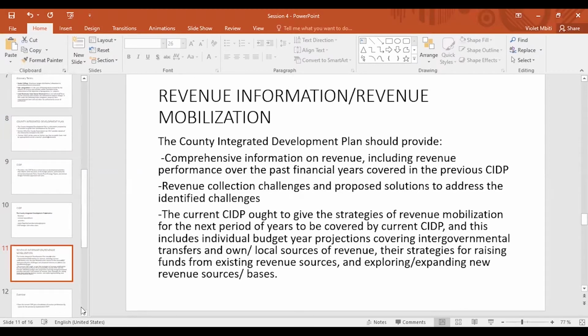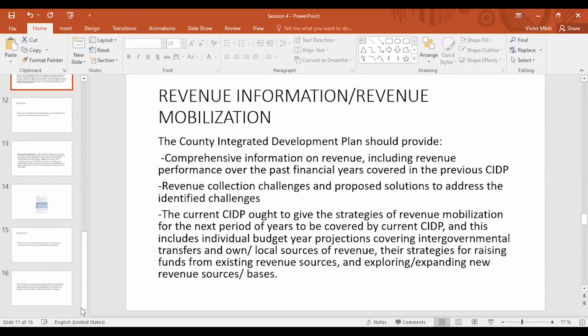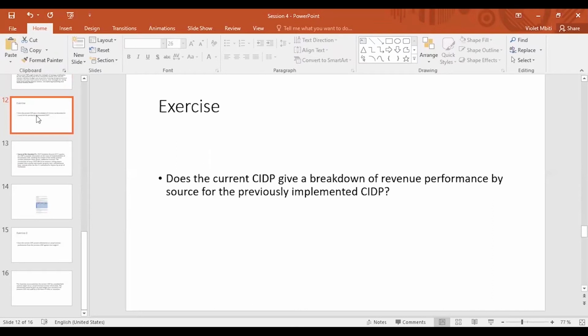All right. Is there a question? All right. Now there's an exercise I'd like you to go through. Does the current CIDP give a breakdown of revenue performance by source for the previously implemented county integrated development plan?